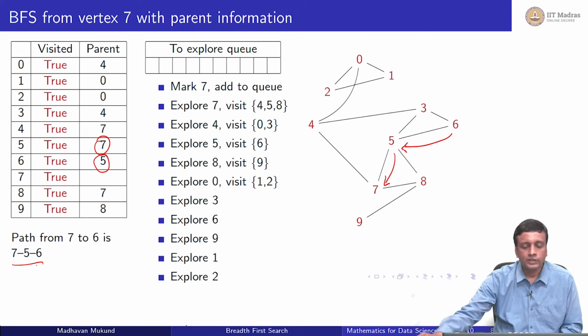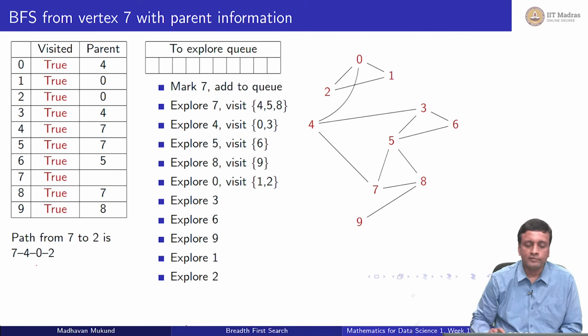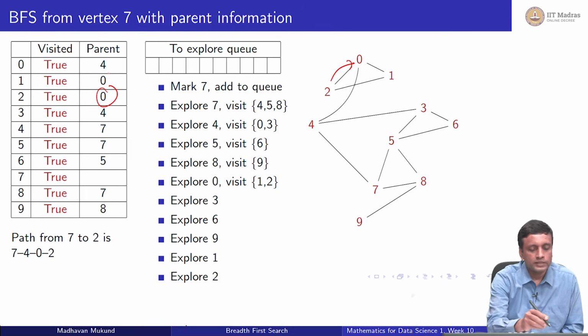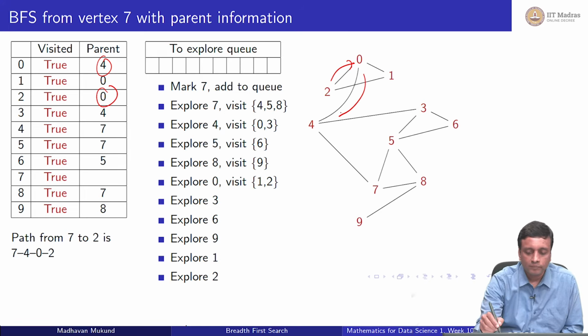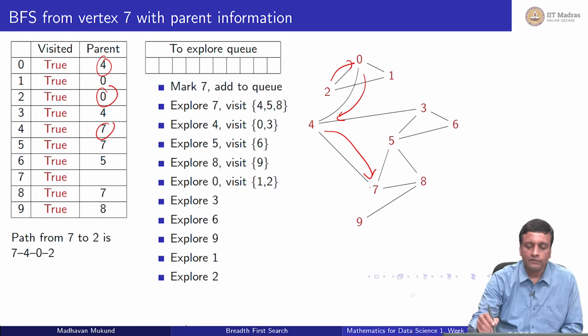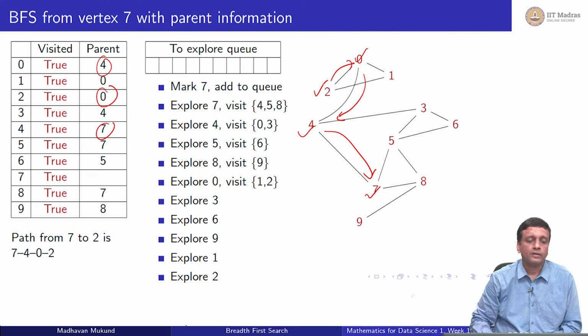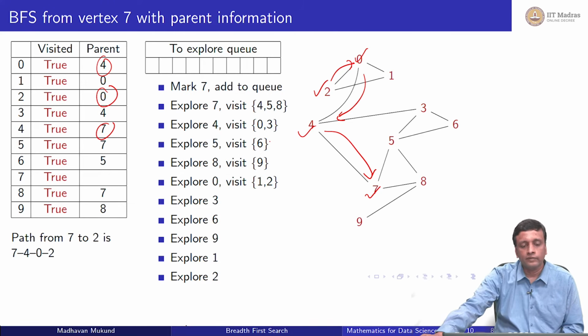So here is a longer path. What is the path from 7 to 2? So 2 says I came from 0, 0 says I came from 4, 4 says I came from 7. So therefore, reading it backwards, it is now 7, 4, 0 and then 2. So in this way, by keeping this parent information as we are exploring the graph, we also record a path for every reachable vertex from the source vertex.